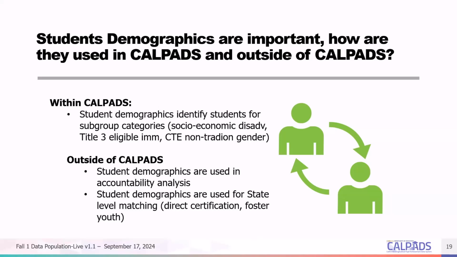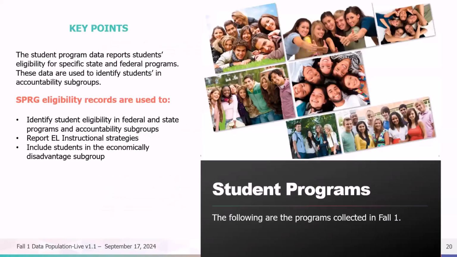All right, that does conclude our discussion of the SINF record. Let's go ahead and move on to discuss the student programs or SPRG record. In Fall 1, the SPRG file type identifies students who are eligible for and/or participating in California state or federal programs. Fall 1 eligibility program records are used again to identify eligibility in state or federal programs.